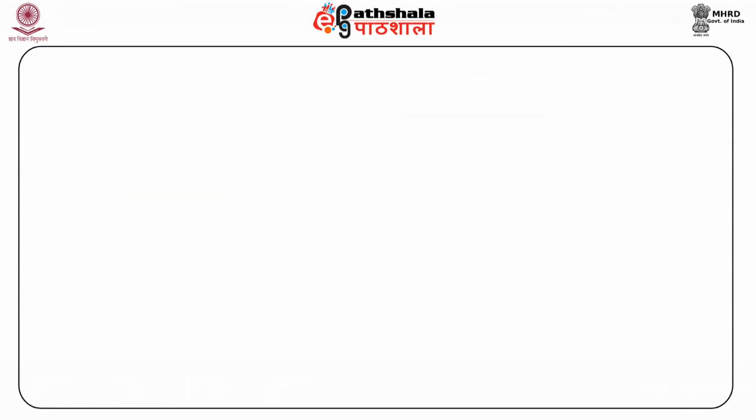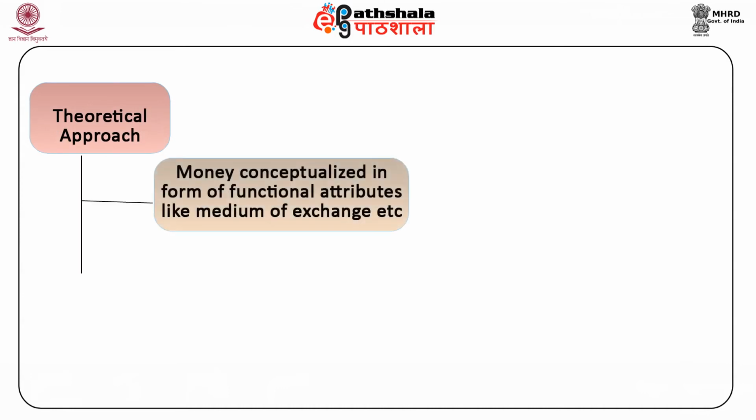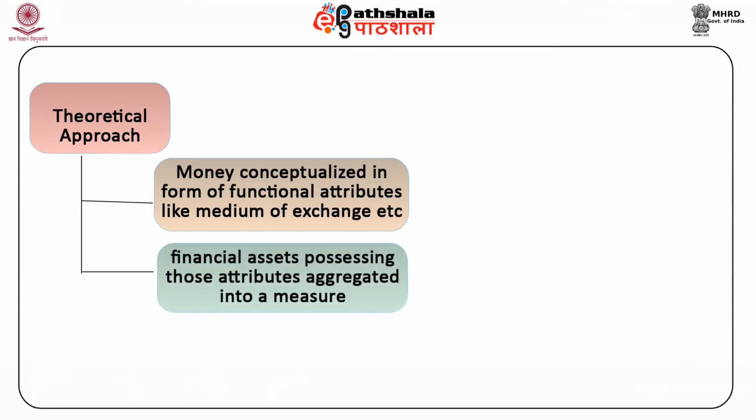Let us now discuss the theoretical and empirical approach to money. In the theoretical approach to the definition of money, we first decide or conceptualize what specific functions or institutional attributes we would like to emphasize. For example, we have the four functions of money which we have already discussed. We now aggregate the relevant financial assets which possess those attributes into a measure.